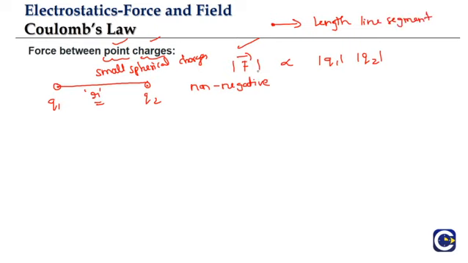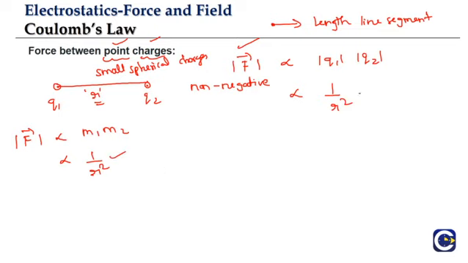So the force magnitude is proportional to the product of the magnitudes of the charges, and is inversely proportional to the square of the distance between them. So this is where the fundamental forces have similarities. If you look at the gravitational force between two masses, what we will see is that the gravitational force is proportional to the product of the masses and is inversely proportional to the square of the distance between the two masses.